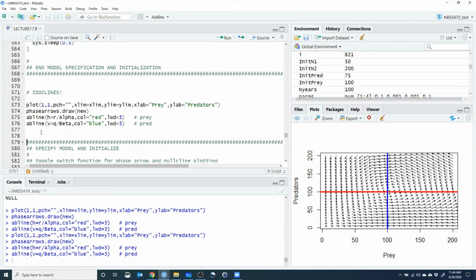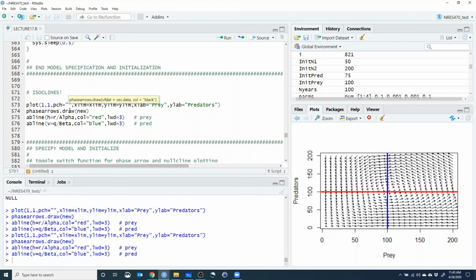Does that make sense? Above a certain prey abundance, the predator population is capable of positive growth, and below a certain prey abundance, the predator population is incapable of growth. It's a declining predator population. All right, so there we go. That's isoclines. It's important that you understand these isoclines because they can really help us understand not only the simple Lotka-Volterra prey-predator model, but much more complicated versions of the Lotka-Volterra prey-predator model.